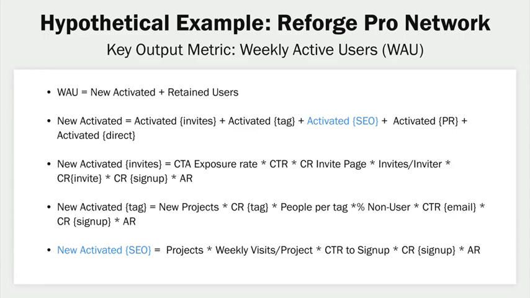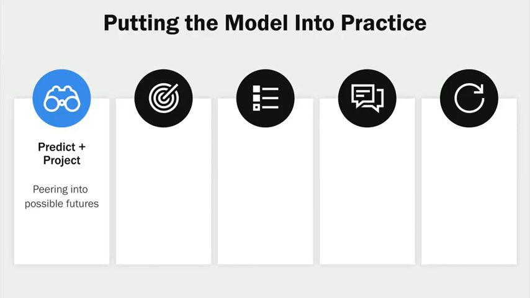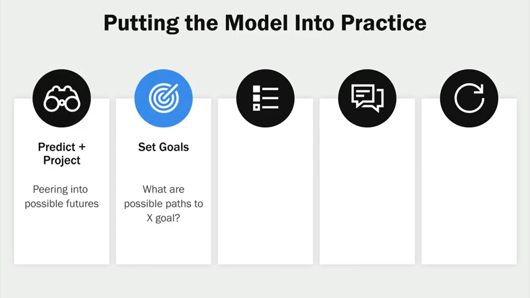But now that we've built these 3 different models, we need to talk a little bit about how we apply these models more specifically within our organization. In this section, we're going to be walking through 5 different ways to put the model into practice within your org. The first is around predicting and projections and peering into possible futures.